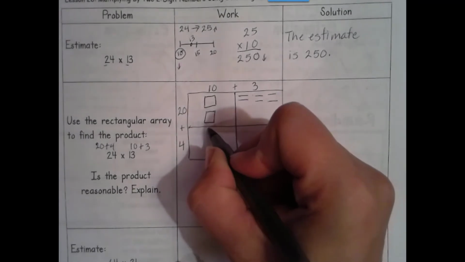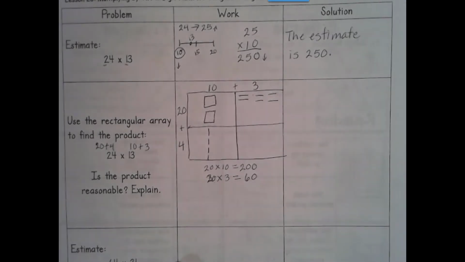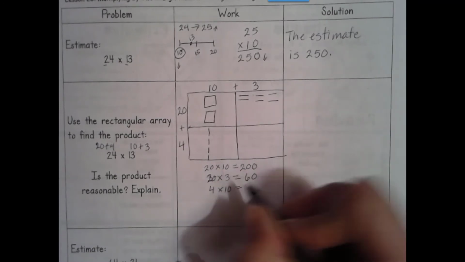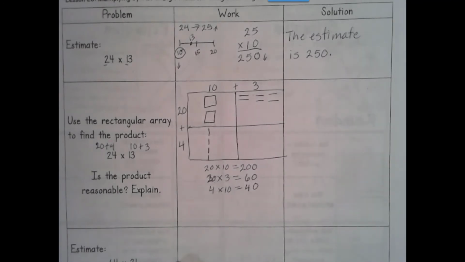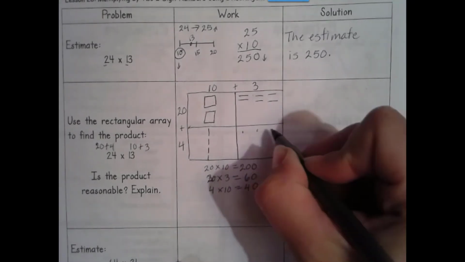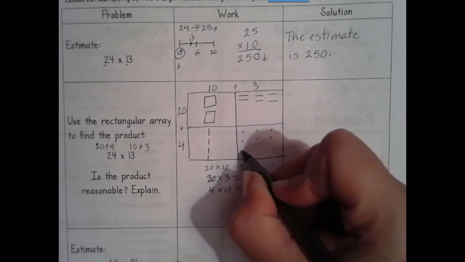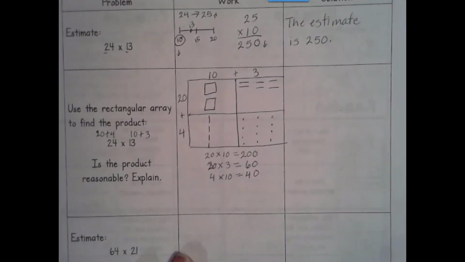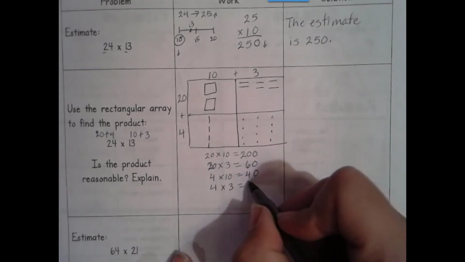Here we need 1, 2, 3, 4 tens. Well, 4 tens is 10, 20, 30, 40. And then we have 4 groups of 3. So there's 3. That's one group. 2 groups, 3 groups, 4 groups. Well, 4 groups of 3 is 12.